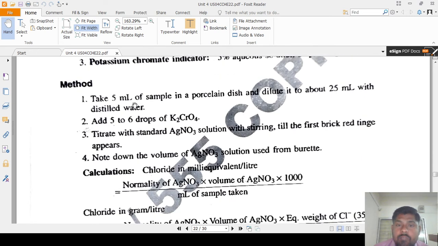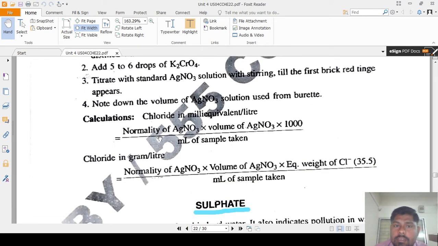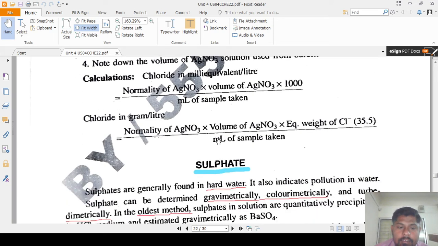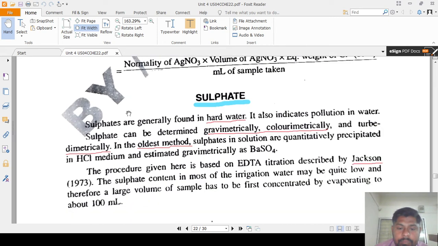Method: 5 ml of the water sample is taken in a porcelain dish, that is an evaporating dish, and diluted to 25 ml with distilled water. Then add 5 to 6 drops of the indicator and titrate that with the AgNO3 silver nitrate solution. A brick red color tinge appears, and note down the volume. That is the end point, brick red. That is a simple titration. Put the values here: normality of AgNO3, burette reading, 1000 by ml of water taken. Okay, that is gram per liter. When you put the value of equivalent weight of chlorine, it gives you gram per liter of the chloride content. Then sulphate.